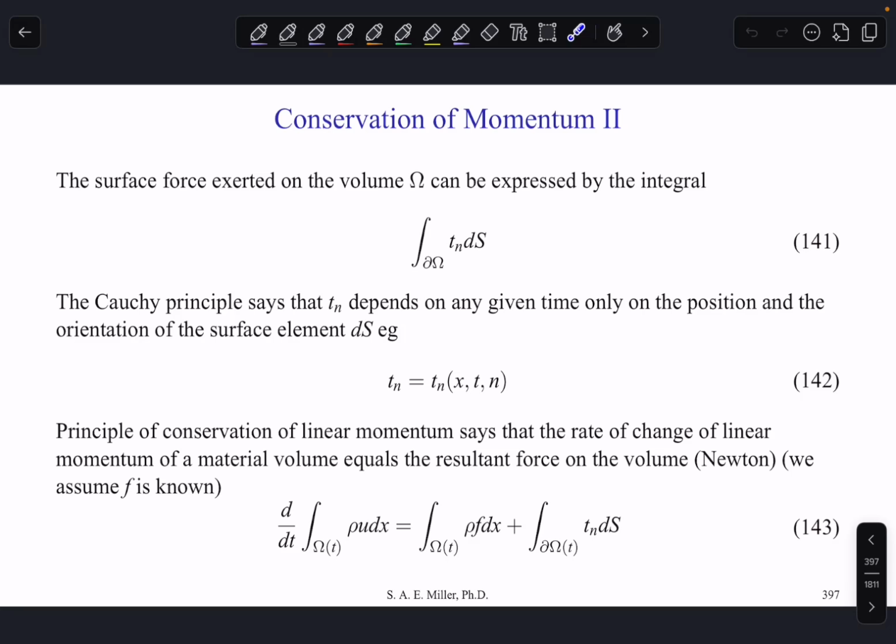Newton's conservation of linear momentum shows that the rate of change in linear momentum of a material volume equals the resultant forces on the volume, and we'll assume that F is a known quantity and not something we're typically trying to solve for. So the ordinary derivative of the volume integral of rho u dx, which represents momentum per unit volume, is equal to the volumetric integral of the body force, plus the surface forces we just introduced in 141. So this is 140.